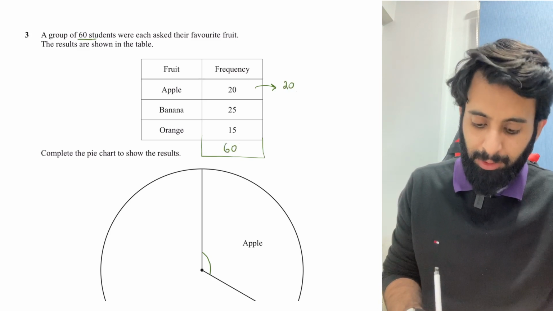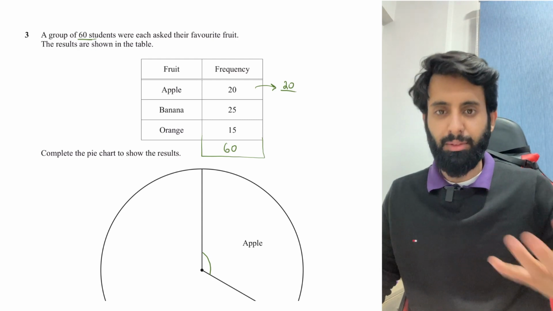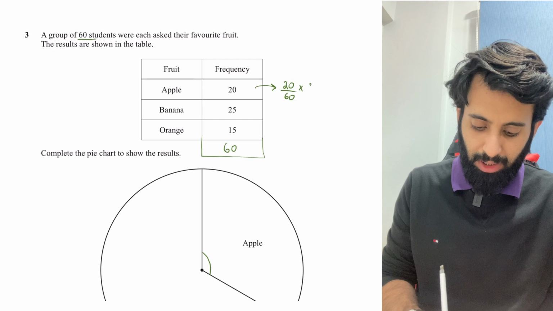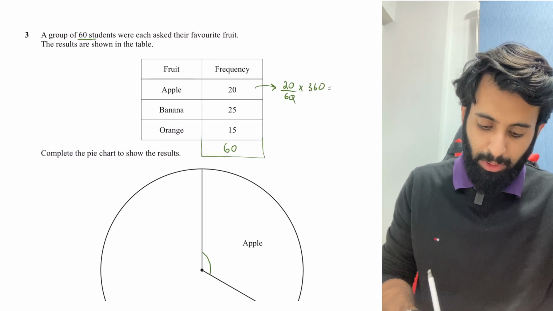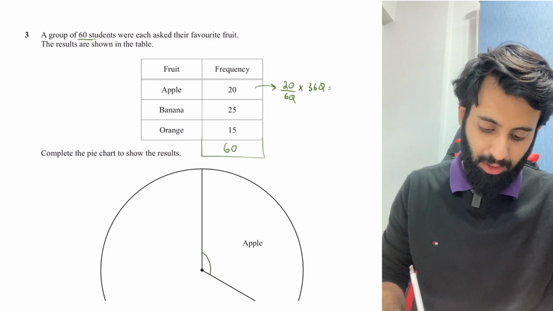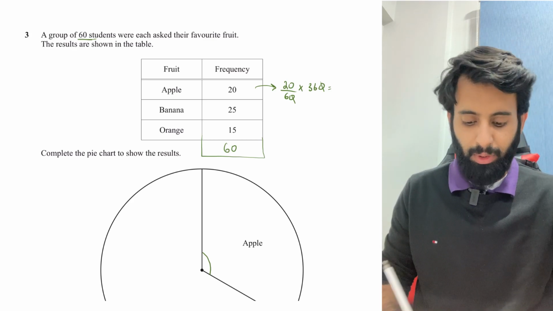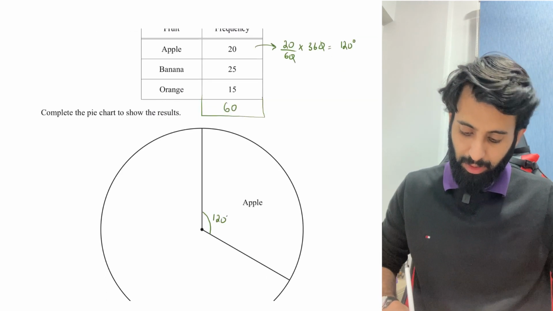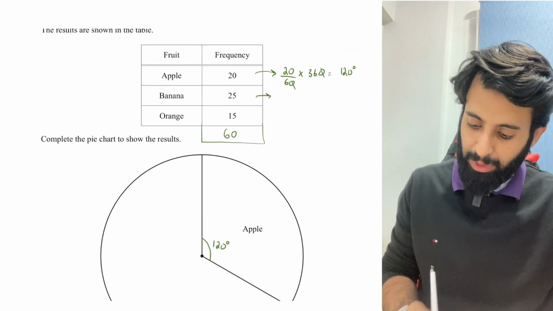So if I want the piece of the pie that apples would take, I can work it out by taking 20 upon 60 and multiplying it by 360. So what do I get? Let's see, 20 upon 60 is 1 over 3. 1/3 of 360 is 120 degrees. So that means this is 120 degrees. Okay, and just like that we'd work it out for bananas also.